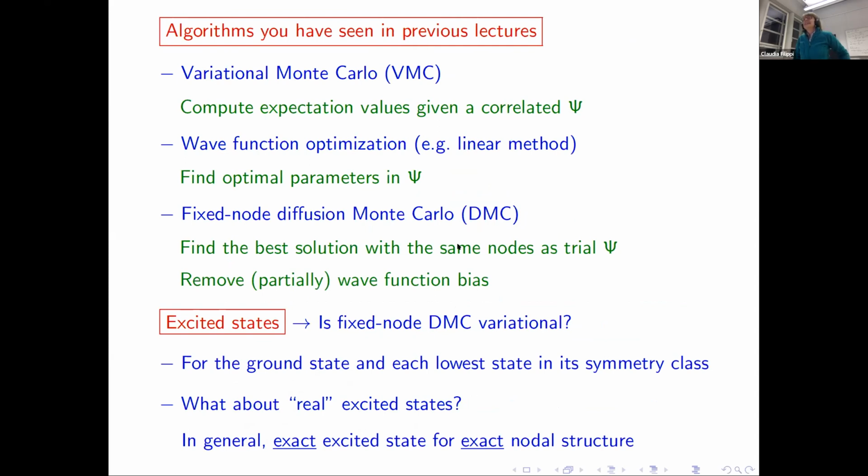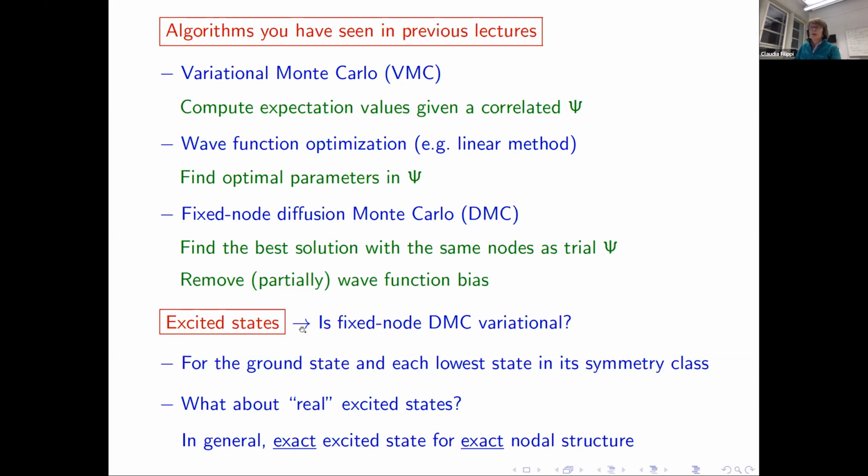Okay, so I understand that so far what you've seen is variational Monte Carlo to compute expectation values, wave function optimization in the form of the linear method to find the optimal parameters for a given wave function, and fixed node diffusion Monte Carlo, which finds the best solution with the same nodes as a given trial wave function, and therefore removes at least partially the wave function bias coming from the choice of the wave function.